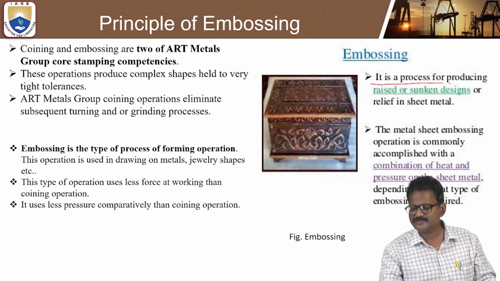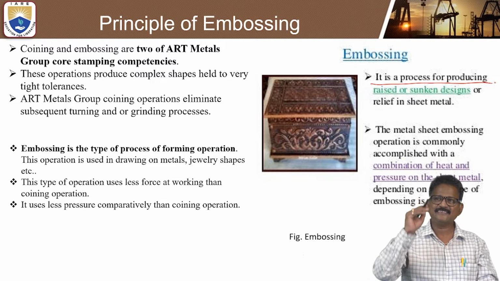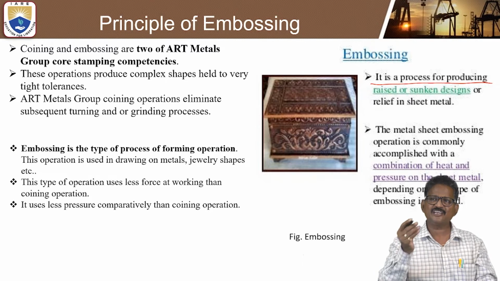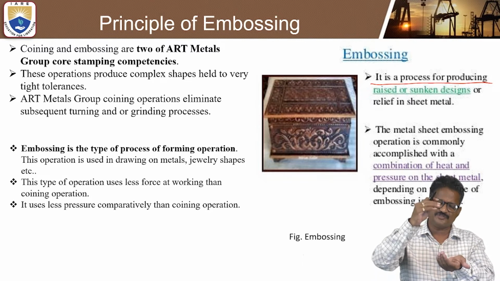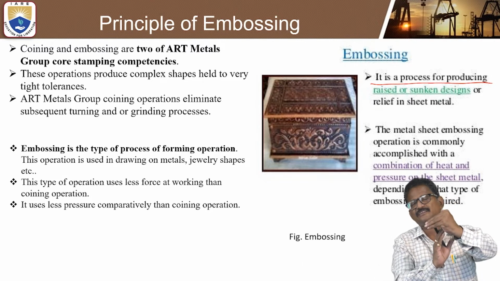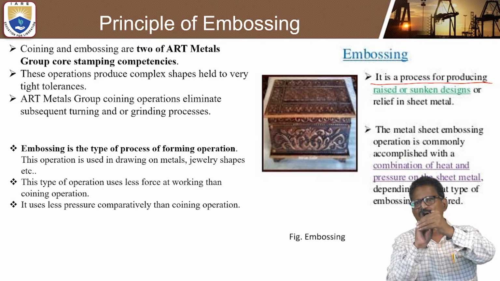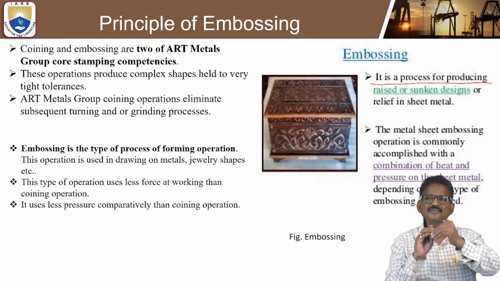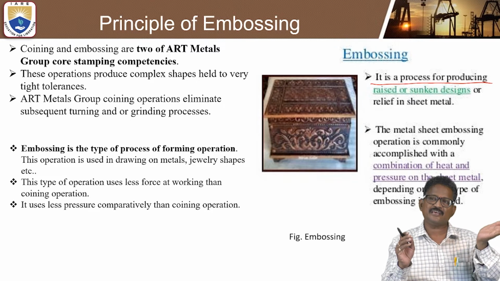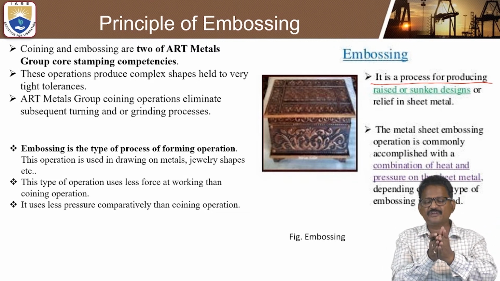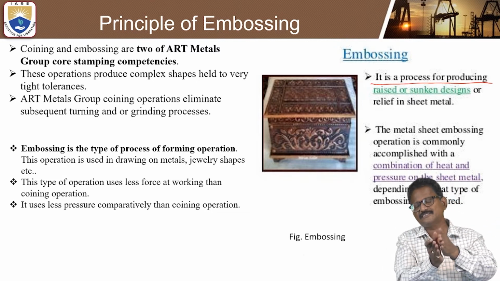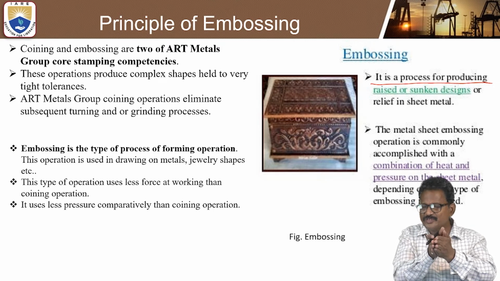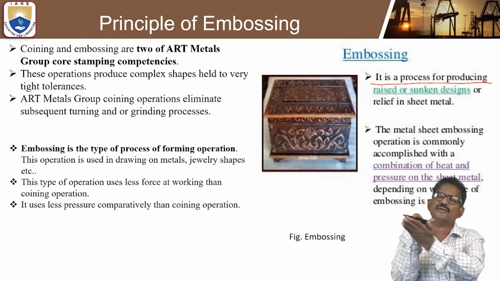This is the process for producing raised letters or sunken designs or relief on the sheet. If you raise one side, automatically the next side will have some relief. That is why, in the case of coining, both sides are separate. This is the head, this is the tail. Both will be joined together and that coin can be obtained.